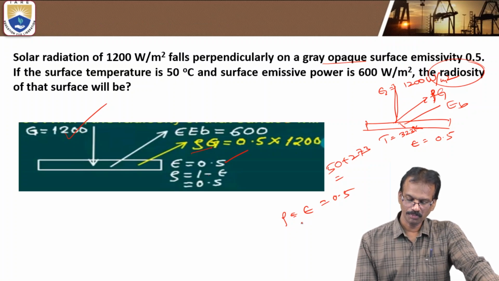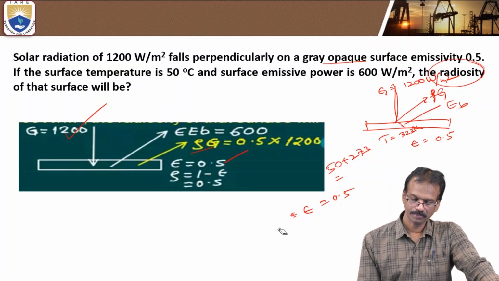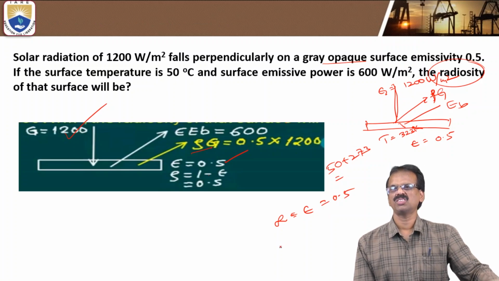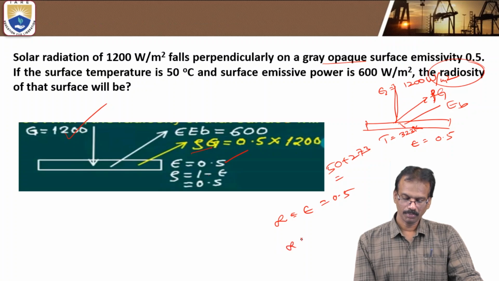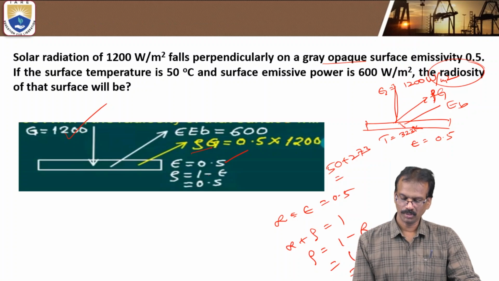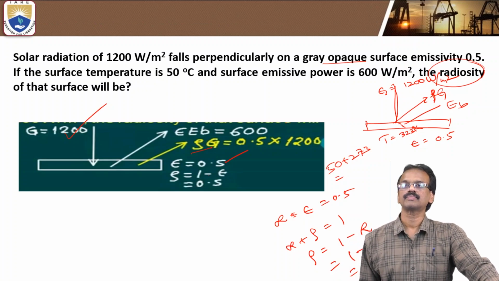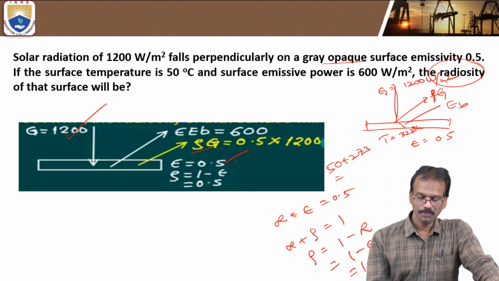Okay. Absorptivity is equal to emissivity. Absorptivity alpha is equal to emissivity. You know that for opaque surfaces there is no transmission, so automatically alpha plus rho is equal to 1. Then rho is equal to 1 minus alpha, so rho is equal to 1 minus emissivity. So 1 minus 0.5, the value of rho is equal to 0.5.